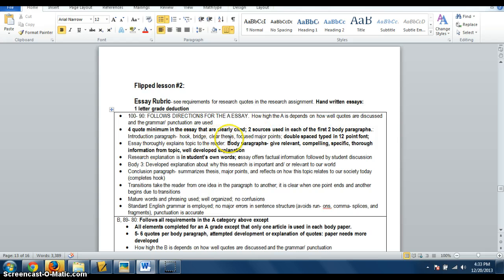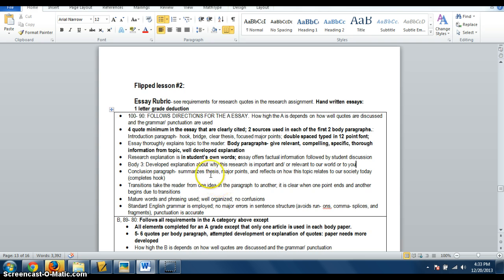Introduction paragraph: hook, bridge, clear thesis, focus, major points. That's category 1, category 2. Double space, 12-point font. Essay thoroughly explains topic to the reader. Body paragraphs give relevant, compelling, specific, thorough information from topic. Well-developed explanation. Research explanation is in students' own words. Essay offers factual information followed by student discussion. Body 3 is developed explanation why this research is important or relevant to our world or to you.